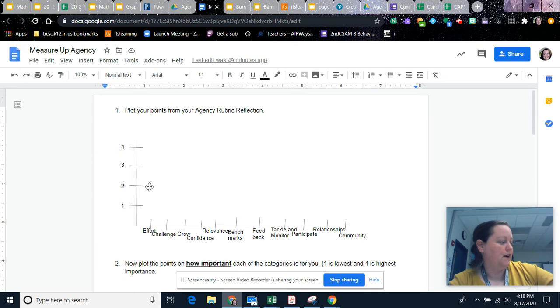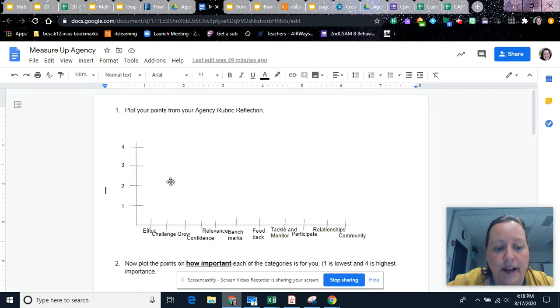Then I will move on to seeking challenge. For that one, I said I was a 3. So I'm going to go over here and I'm going to plot a 3. And then I'm going to continue down the page. My next one says 2. My next one says 3. My next one says 2. And then I can flip it over on the back and I'm going to do all of these too. So you're going to have all these different points.